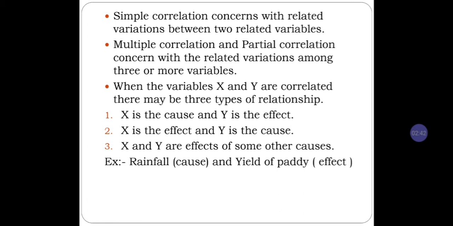For example, rainfall is the cause. Rainfall is the natural cause, and the yield of paddy is the effect. Paddy, wheat, ragi and all depend on your rainfall. If rainfall is more, the effect on paddy growth will be more. So that is cause and effect.